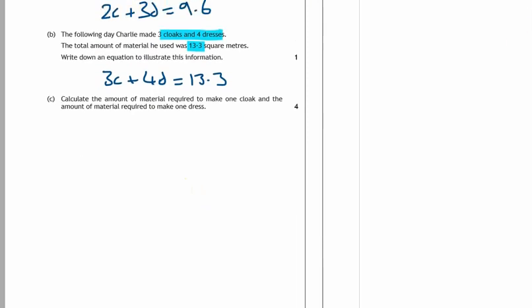First of all, I would always just write, let's call it equation 1 and equation 2. So the first equation is 2c plus 3d is equal to 9.6, and 3c plus 4d is equal to 13.3. So we're looking for the c and d that applies to both these equations.